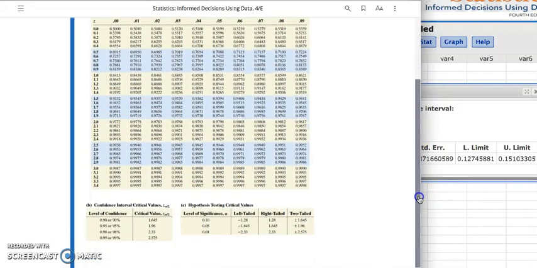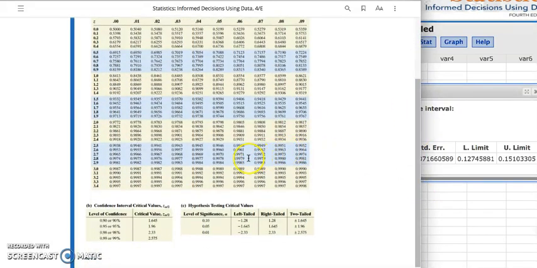So let's see, can we find our closest value to 0.99? Right here. See how we have 0.9901 and that corresponds to 2.33. So our Z alpha over 2 in this case would be 2.33.